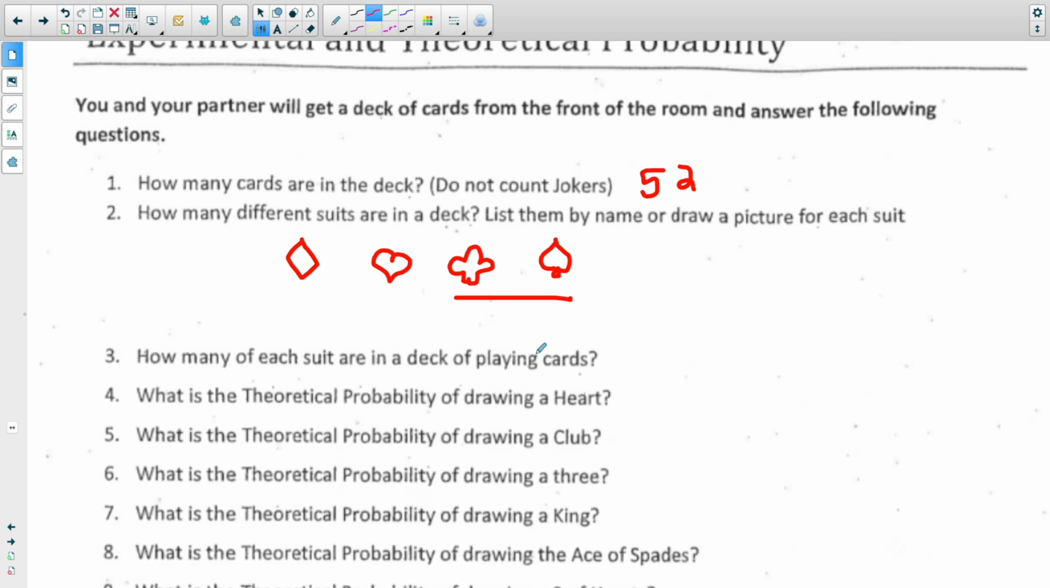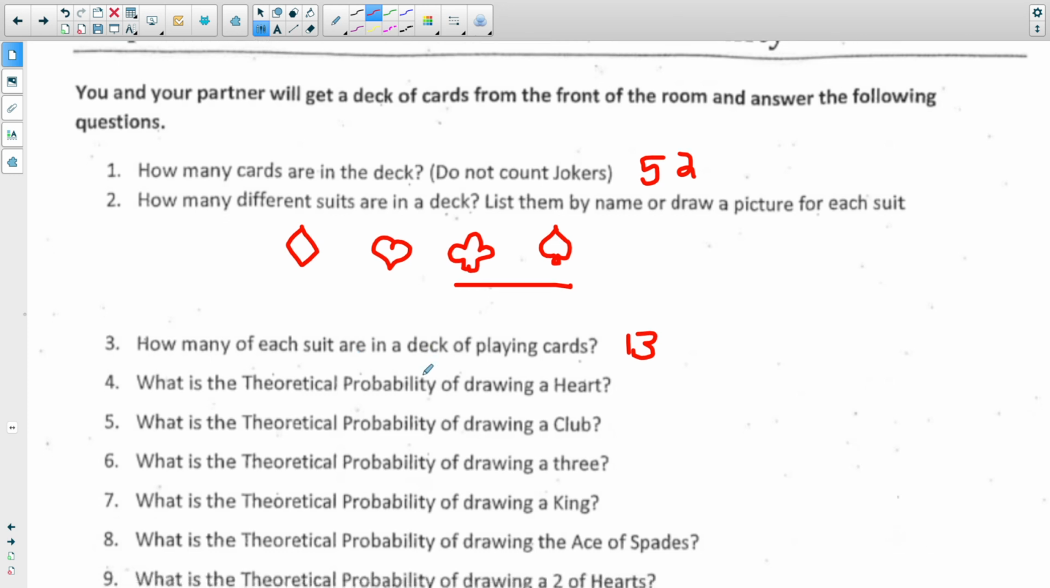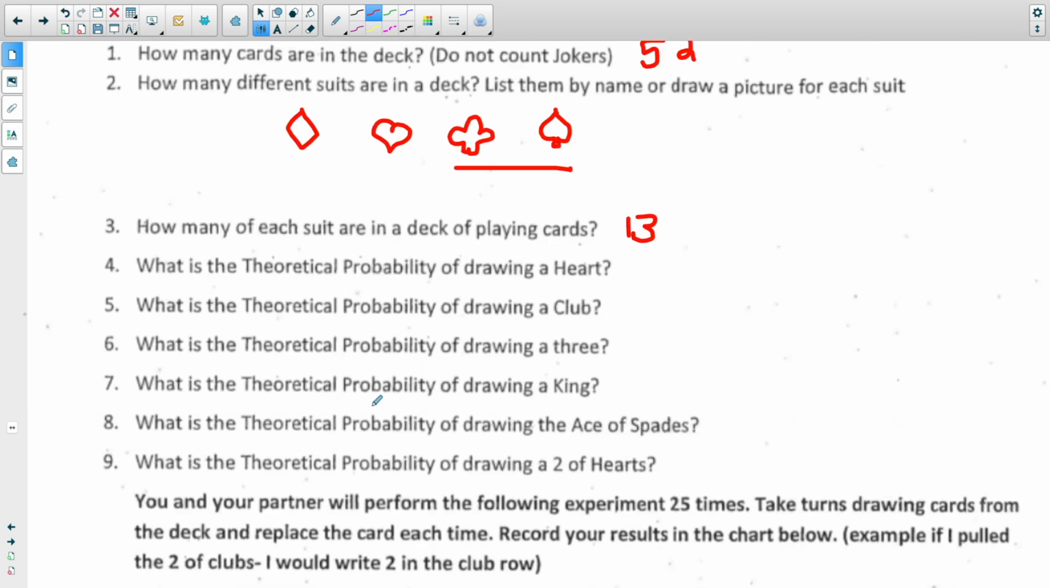So how many of each suit are there? There's 13. We don't count jokers, so you'd have an ace, 2, 3, 4, 5, 6, 7, 8, 9, 10, and then jack, queen, king. So there are 13 of each one. So you can fill out this theoretical probability, just to show you an example, theoretical probability of getting a heart. Well, there's 13 hearts out of 52 cards. So 1 out of 4. So this is theoretical, what should happen, okay?